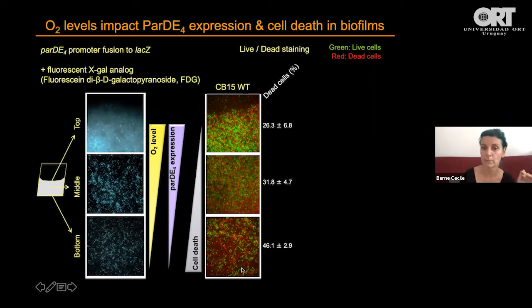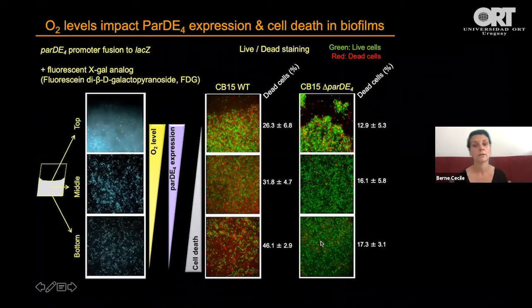If you do the same experiment with a PAR-DE4 mutant, I think you can see the striking difference. It seems that they don't see that there is an oxygen limitation anymore. At the bottom of the biofilm, you've got as few dead cells as at the top of the biofilm, where you've got a nice amount of oxygen. So those cells will die eventually, of course, but they are not dying because oxygen is limiting. They are going to die from something else. We don't know what, but I can see them dying after a while.